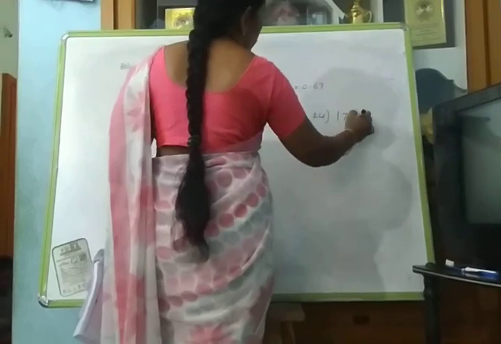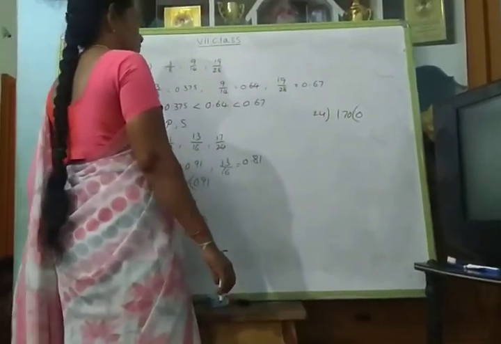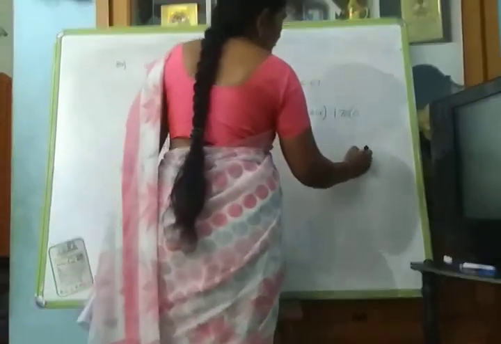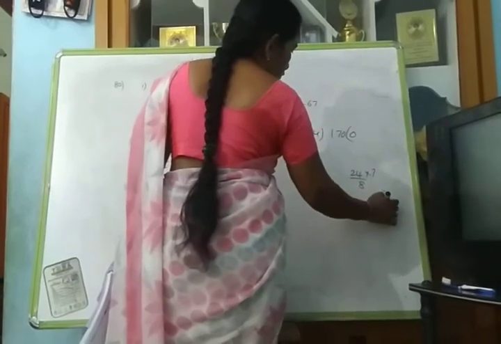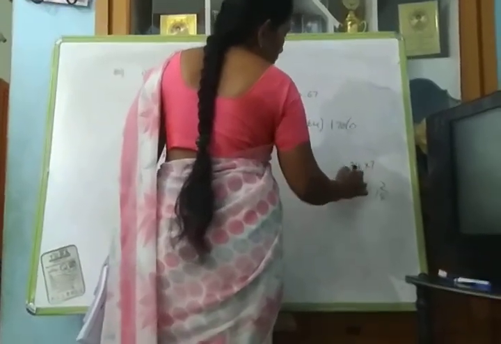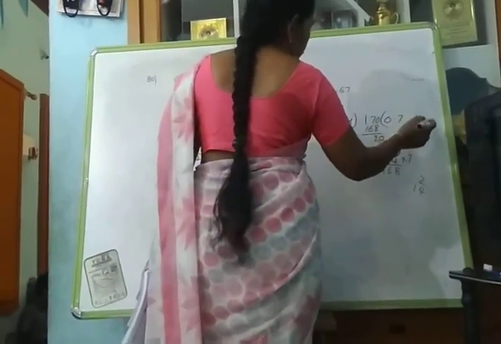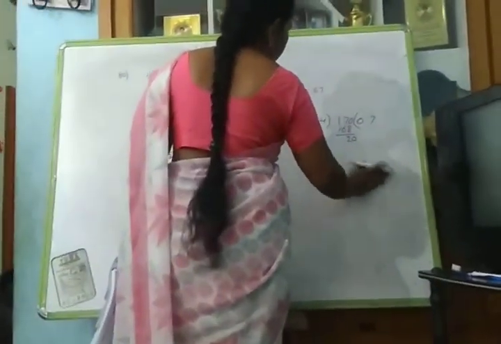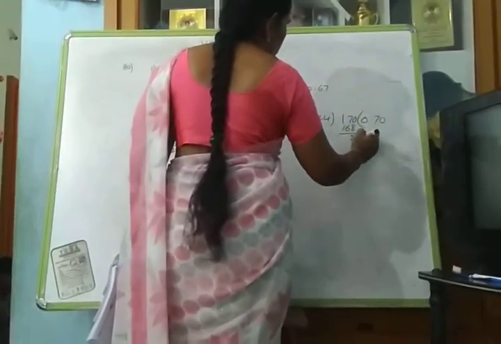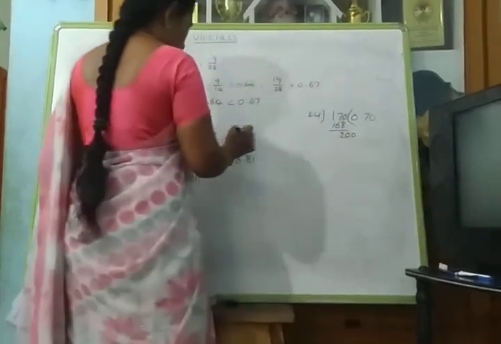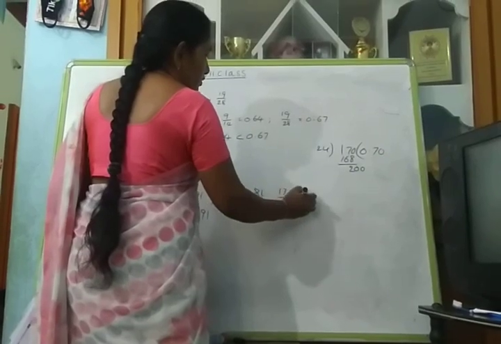Next, 17 by 24. 17 with 24: how many times? 24 7s: 7 4s are 28, 7 2s are 14, 14 plus 2, 16. So 7 times 168, 2 0. 20 is not possible, so again take 0. So the value of 17 by 24 is 0.7.